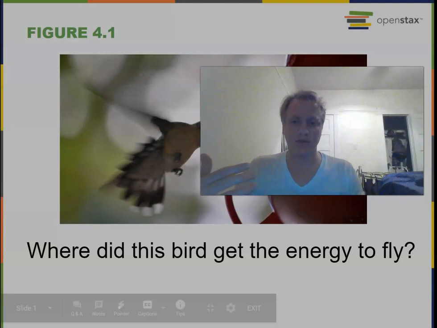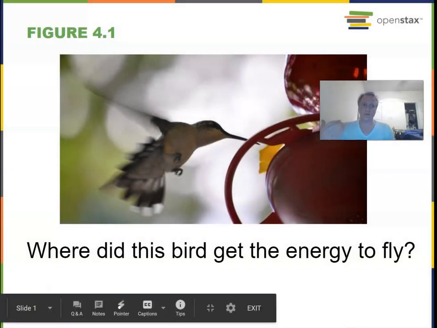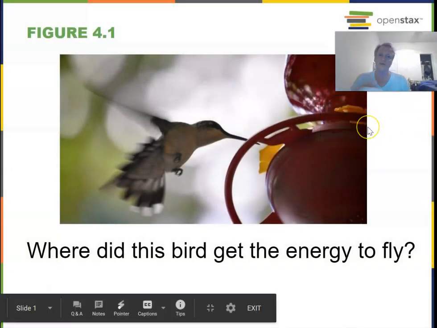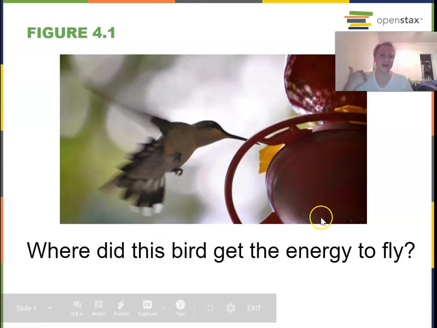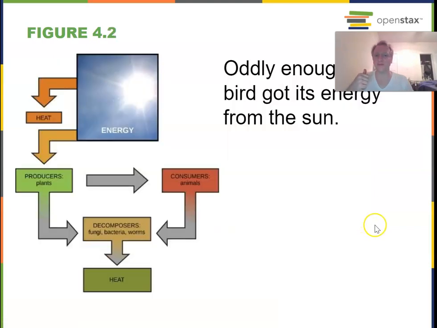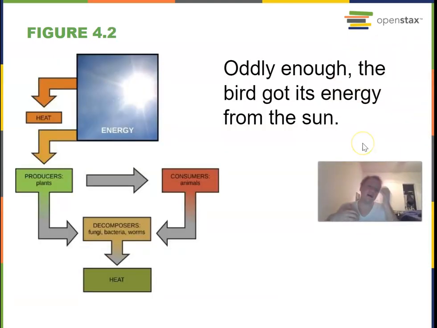In this lecture, we're going to be talking about Chapter 4, which is all about energy and metabolism. And so sort of the first question I have for you is, where did this hummingbird get all of this energy from that it's using to fly around and drink this nectar or sugar water or whatever happens to be in this bird feeder? Oddly enough, the answer to that question is the bird got that energy from the sun, ultimately.